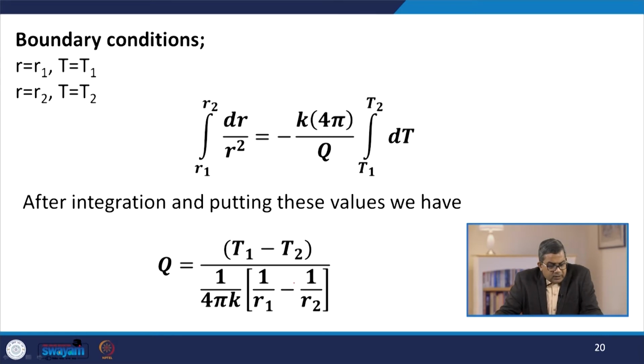So let's adopt the boundary condition. R is equal to R1 and T is equal to T1, and R is equal to R2 and T is equal to T2. So if we integrate dr over r square from the limits R1 to R2, then it is equal to minus K into 4 pi upon Q integration from T1 to T2 dt. Now after integration and putting the values, we have Q is equal to T1 minus T2 over 1 upon 4 pi K into 1 upon R1 minus 1 upon R2.